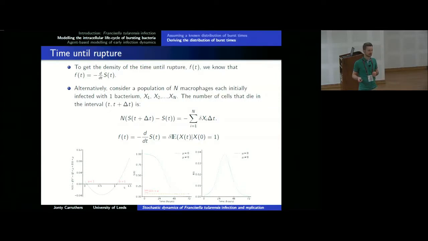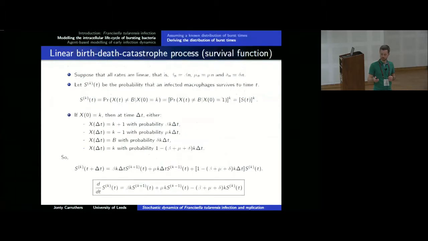So we can say that our density of rupture times is just delta times the mean of our birth and death process. And so here is the plot. On the left-hand side, what I'm plotting here is the polynomial that you get, this polynomial down here, just for the case k equals 1.